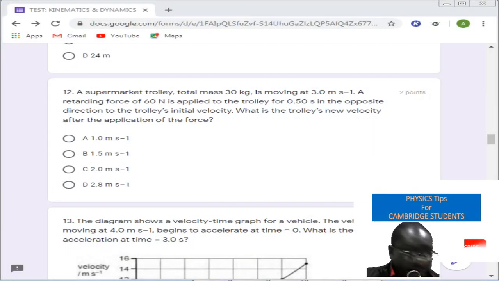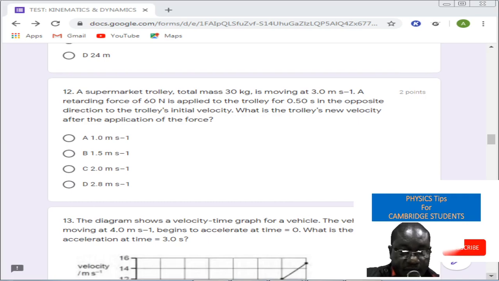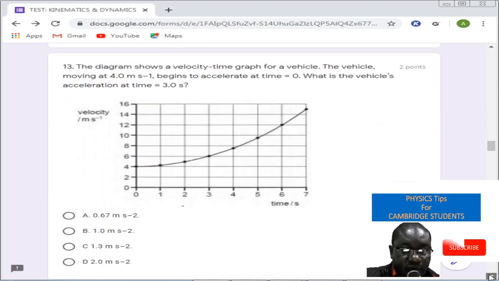Now, moving on to the next question, that will be number 13. The diagram shows a velocity time graph for a vehicle. The vehicle moving at 4 meters per second begins to accelerate at time t is equal to 0. What is the vehicle's acceleration at time equals to 3 seconds?